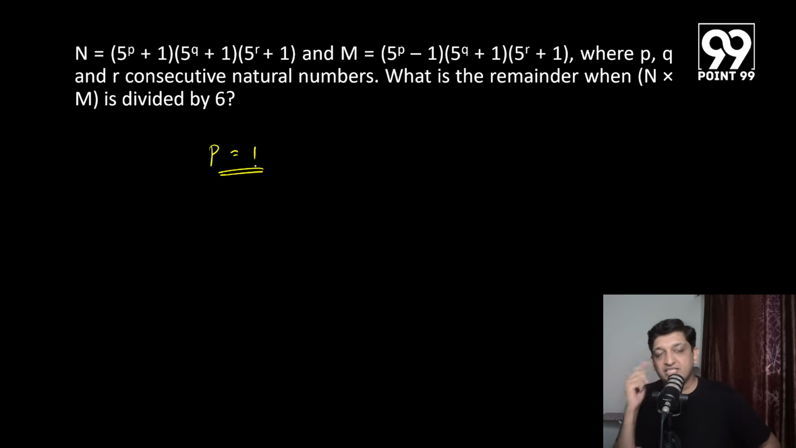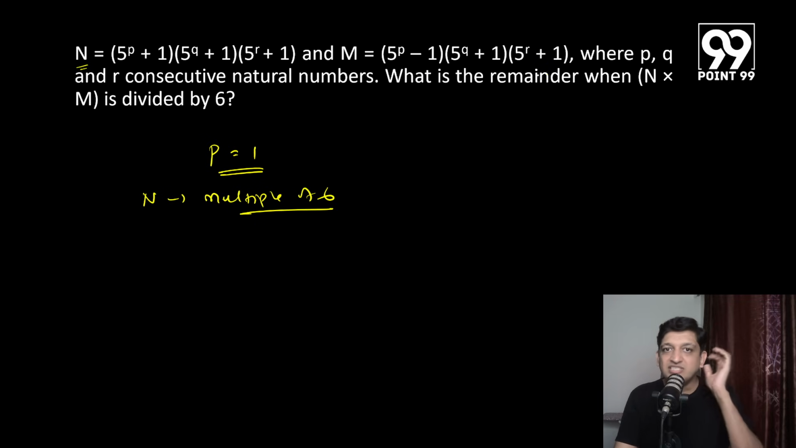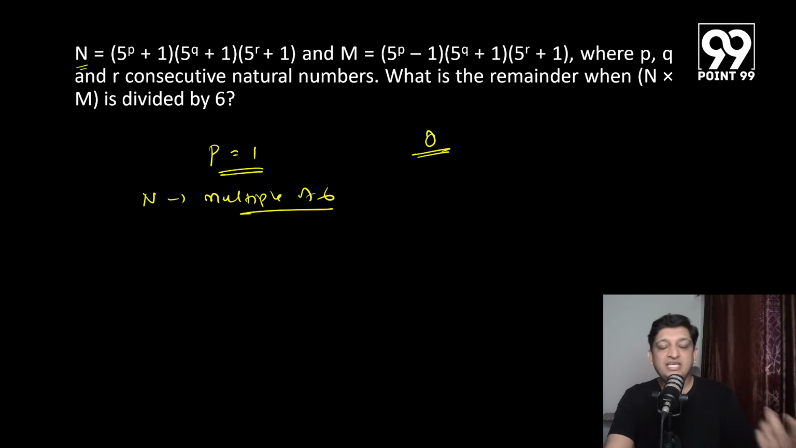Now if the value of p is 1, n clearly becomes a multiple of 6. Why? Because 5 raised to p, 5 raised to 1 plus 1 is 6. So n is a multiple of 6. And whatever you do here, you are still going to get some number which when multiplied by n should be divisible by 6. So the answer in this question is going to be 0. The remainder when n into m is divided by 6 is purely going to be 0. You need not try for larger numbers. It has to be true for everything. So p being equal to 1 should satisfy this and we have no problems whatsoever marking 0 as the answer to this particular question. Let's move on to the next question.